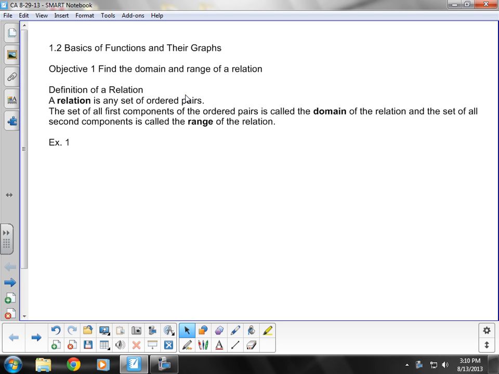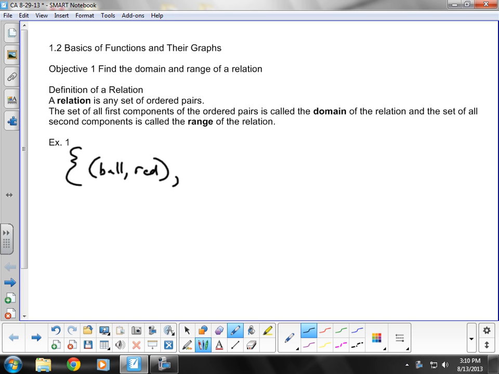So the first thing we're going to talk about is the definition of a relation. A relation is any set of ordered pairs. So here in example 1, if I have just a set of ordered pairs, the first thing is a ball, and the second thing I write here is red, and then I have a top, and that's blue, and I have a doll, and it's pink. So this is a relation because in a relation, it's just a set of ordered pairs. I've just got two things that are connected together somehow.